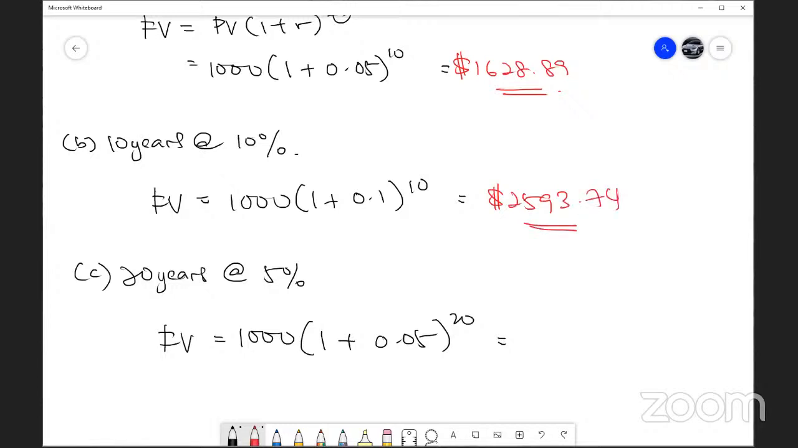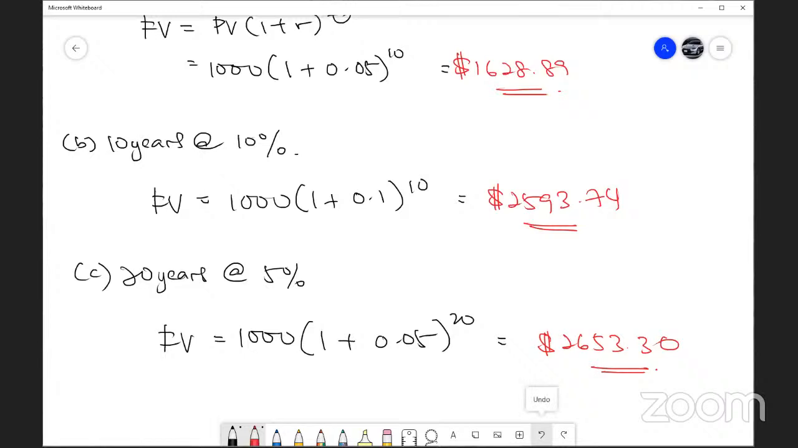And the last one, C. Anyone got 2653.3? Very good. 2653.3. Okay, so everyone should get all these three. 259, 265. Yep. Okay, very good.